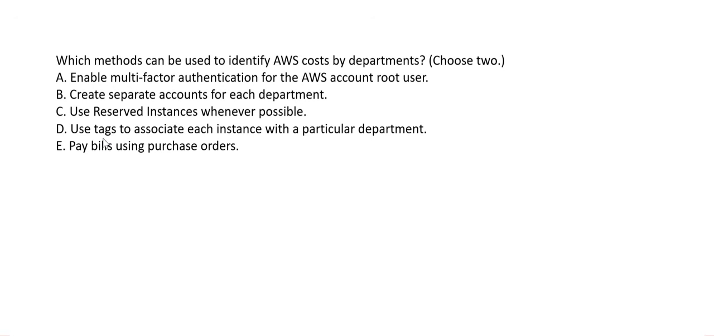D says use tags to associate each instance with a particular department. Yes, tagging is a good way of identifying the costs. So D looks correct. And E says pay bills using purchase orders. That doesn't help. You have to just pay your monthly bills as and when it comes. Hence options B and D are correct.